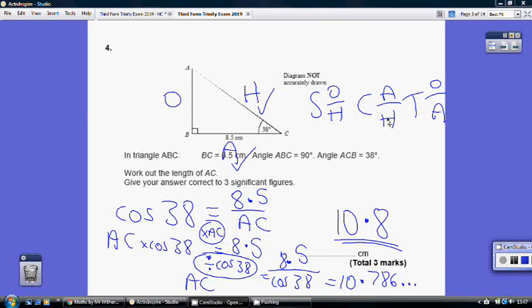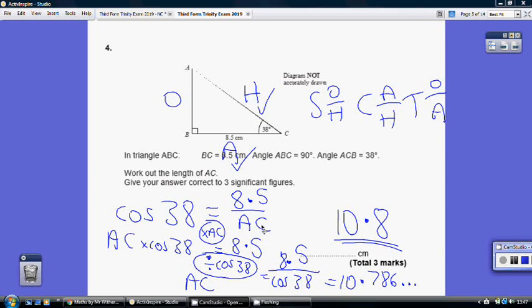So on this occasion, we're going to use the cosine ratio. So cosine the angle, cosine 38 equals, and you've got to get the ratio the right way around. That equals the adjacent divided by the hypotenuse. So the 8.5 divided by the hypotenuse, the length AC.